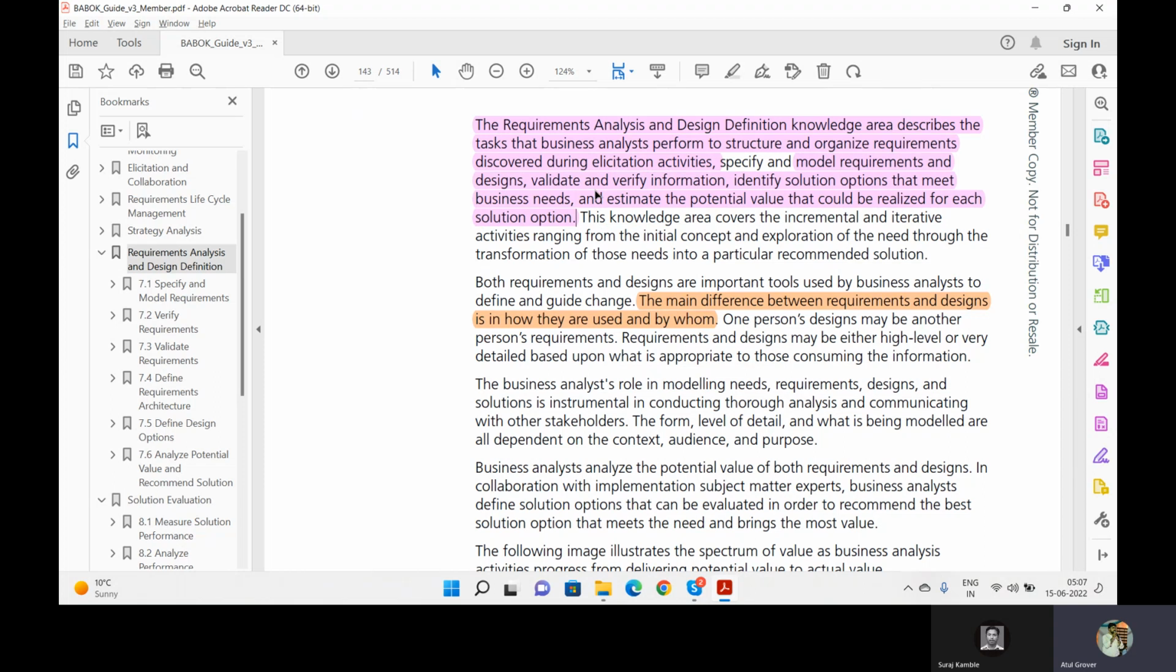Now the main thing, which I was reading yesterday: the main difference between requirement and design is how they are used and by whom. That is done, the customer told me, Suraj, I want to implement change management or incident management. But now the question comes: how are they going to be used and who is going to use them? Is it only the customer? Is it their subordinates? Is it the end user? What other person is going to use them?